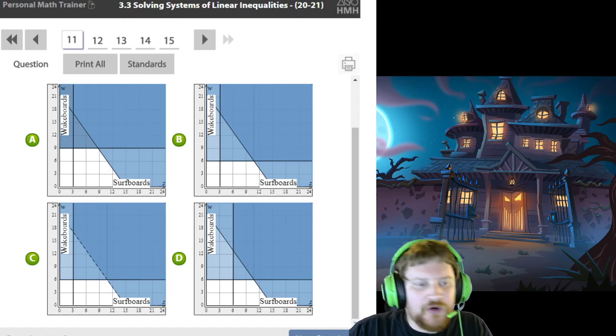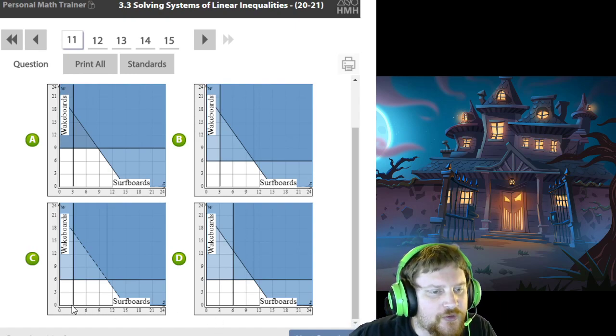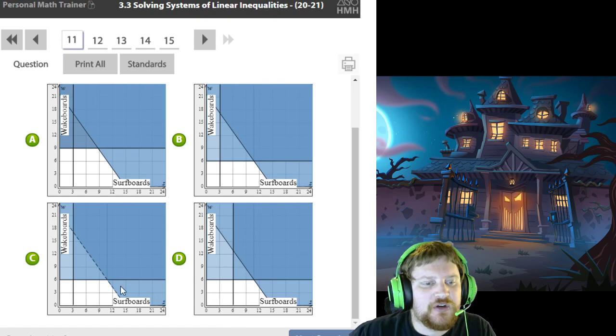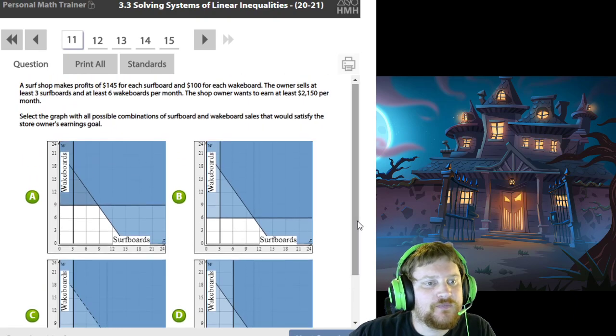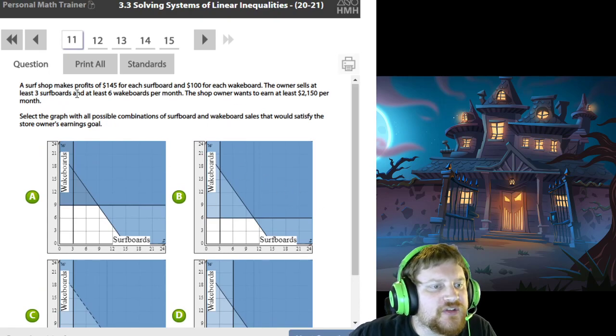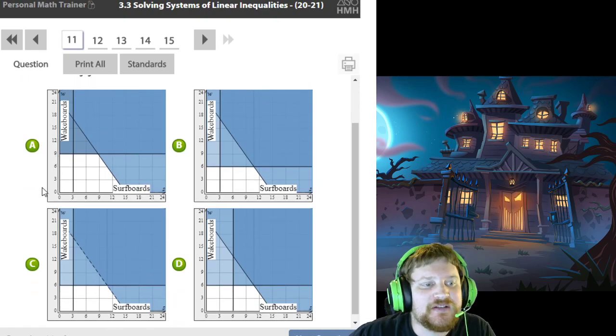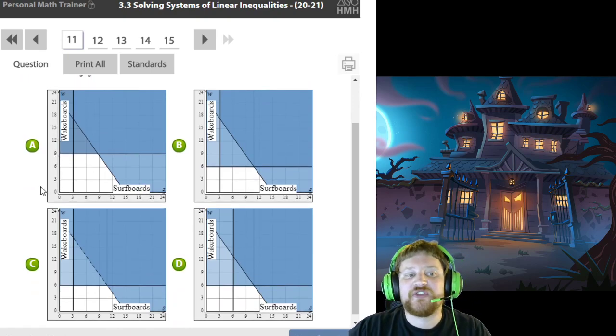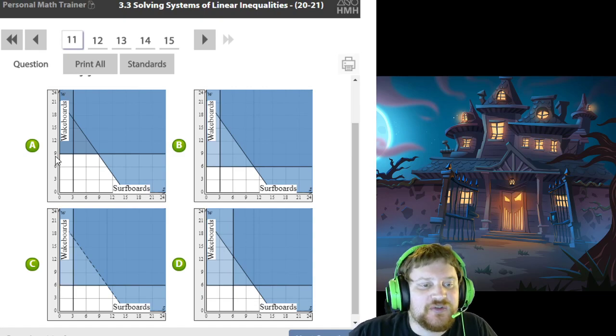So with our surfboards, looking for greater than 3, I see this one and this one are all greater than 3. This one's at greater than 6. So it's not D. The owner sells at least 3 surfboards and at least 6 wakeboards. So wakeboards is my y-axis. So that needs to be a horizontal line at 6. This one's at 9, so it's not A or D. This one is at 6. This one is at 6, so it's either B or D.